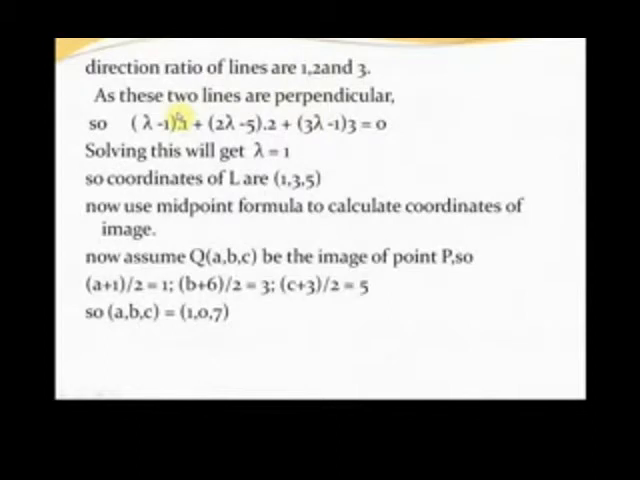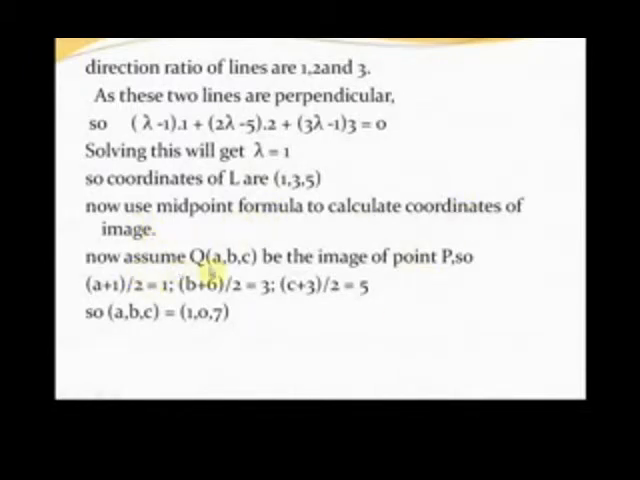Also we know that these two lines are perpendicular to each other. So (lambda minus 1) into 1 plus (2 lambda minus 5) into 2 plus (3 lambda minus 1) into 3 would be equal to 0, and from this we get lambda equal to 1. And so the coordinates of L are (1, 3, 5). Now we know the coordinates of point P, we know the coordinates of point L.